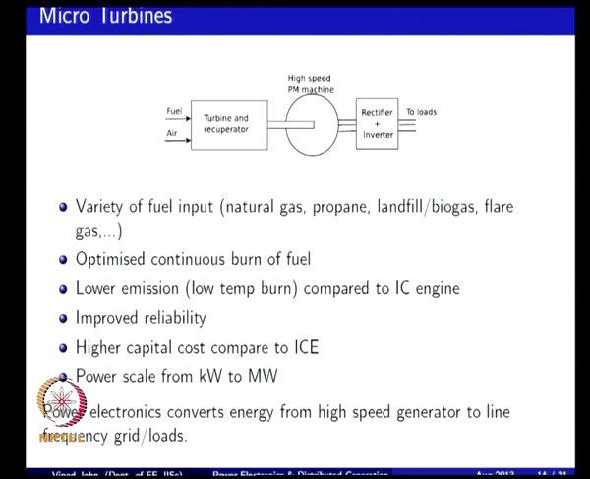You can improve the reliability. However, the capital cost of a microturbine is more than the IC engine, because it is not able to leverage the technology that is commonly there in automotive applications. In fact, you can think of a microturbine as a scaled down jet engine. Okay. So, its power scale can be from kilowatts to the megawatt range. Okay. And once you have the output of the microturbine, the turbines are spinning at fairly high RPM, tens of thousands of RPM. So, you typically have a high speed permanent magnet machine which generates AC, you rectify it, and then you use an inverter to actually feed power into the grid or feed the load at 50 hertz.